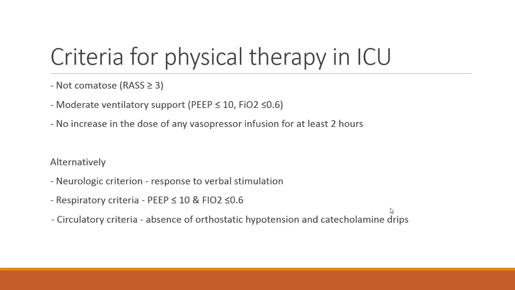To simplify it, some studies have used a RASS that's more than -3, because you can't use this clearly in patients who are comatose. I'm sorry, this is supposed to be -3. Moderate ventilator support, so as long as the patient has a PEEP of less than 10 or an FiO2 below 0.6, or if they are on pressor infusions, that there's been no increase in the dose in the last 2 hours. Alternatively, other studies have used these 3 criteria. The patient is responsive, because otherwise you can't do therapy with them. Same PEEP and FiO2 requirements, and then the circulatory criteria was the absence of orthostatic hypotension and catecholamine groups. So some studies use different criteria for which patients were safe to participate in therapy.